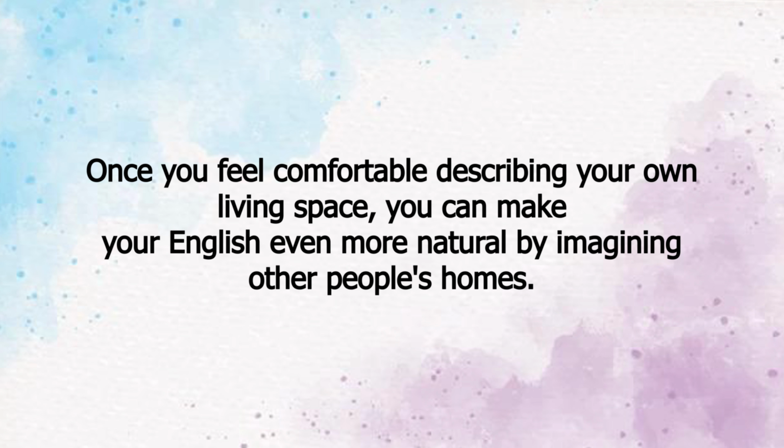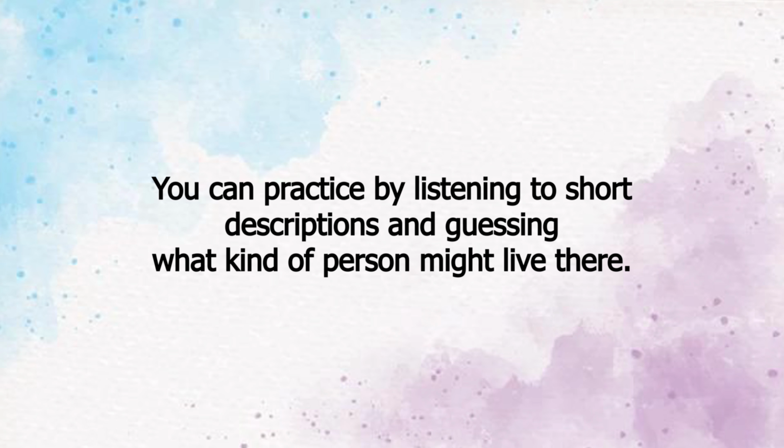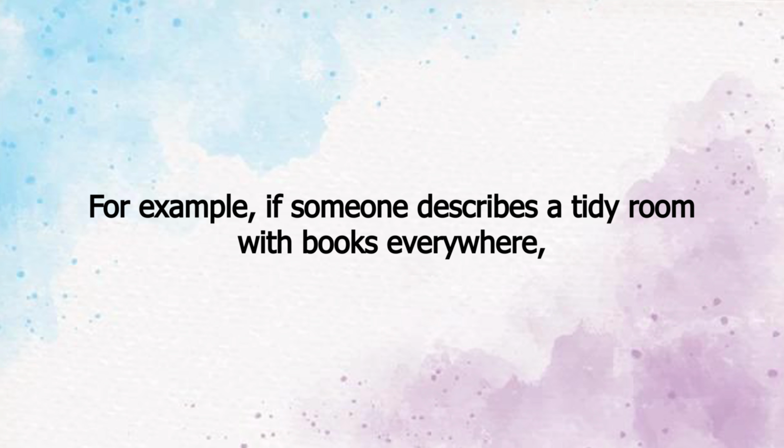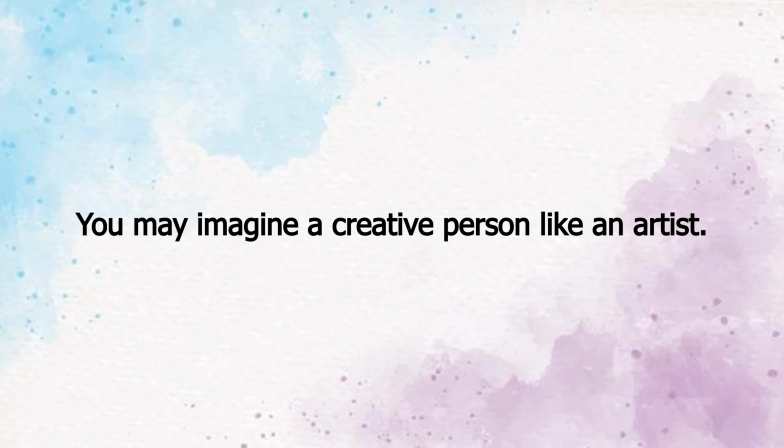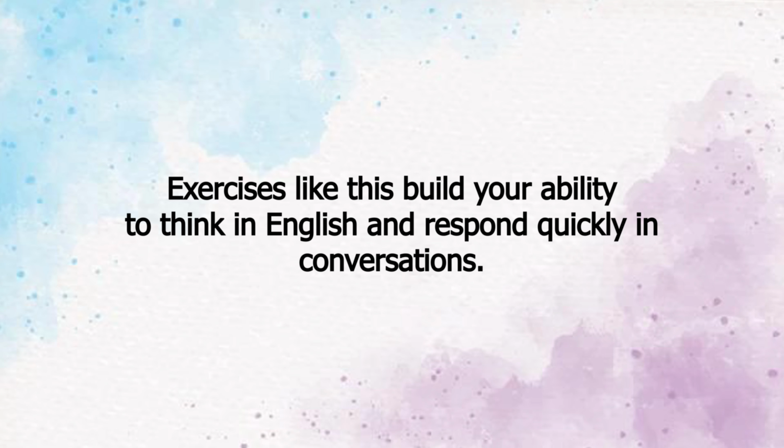Once you feel comfortable describing your own living space, you can make your English even more natural by imagining other people's homes. You can practice by listening to short descriptions and guessing what kind of person might live there. For example, if someone describes a tidy room with books everywhere, you may imagine a quiet reader or a teacher. If they describe a colorful home filled with music and art, you may imagine a creative person like an artist. Exercises like this build your ability to think in English and respond quickly in conversations.